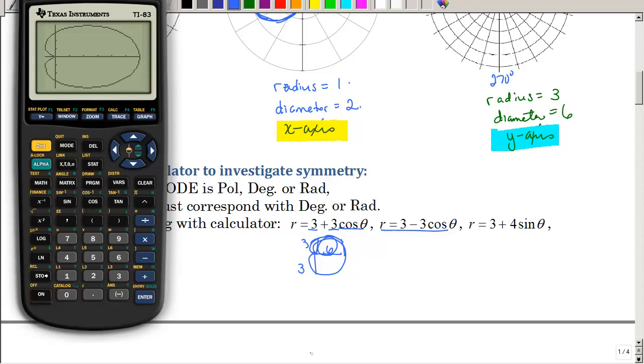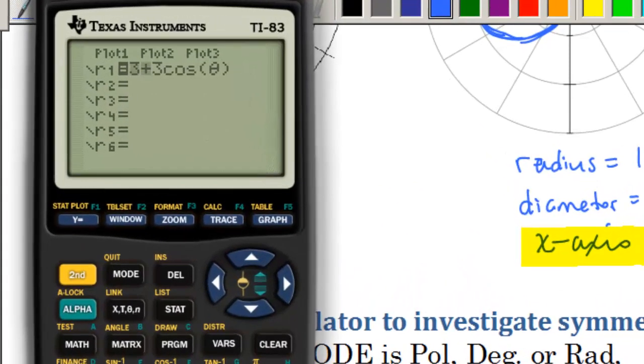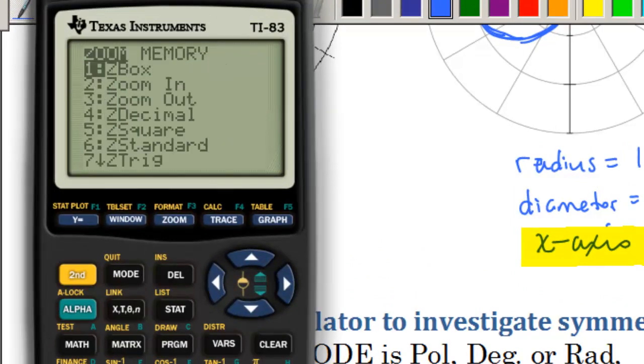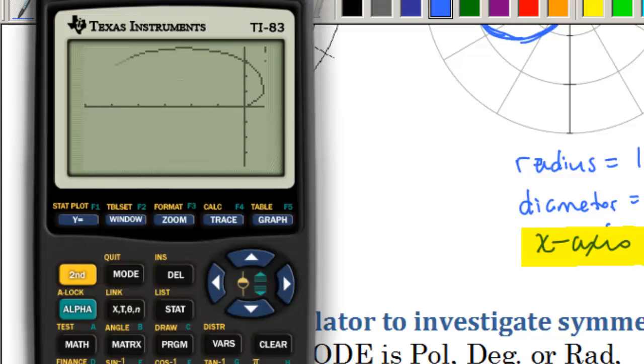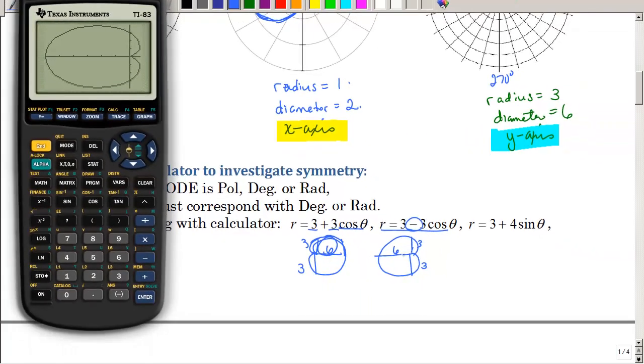Now let's look at this one. So the only thing we need to change is the minus sign. Let's go back to y equals. So you can type it in, you could clear it, or you could just get on top of the plus sign and put a minus. And I'm going to go to zoom option 0 again, zoom fit, and see what happens. It looks just like the other one, except turned sideways, kind of on the negative part. But if you count again, this is 3, and that total is 6.